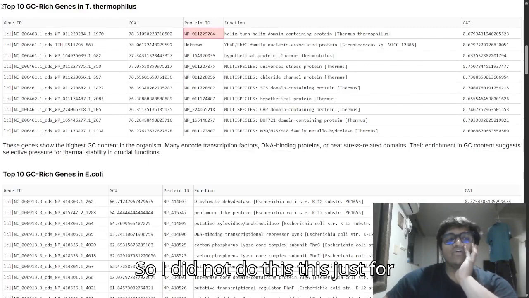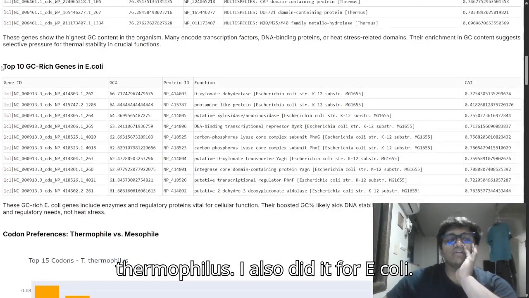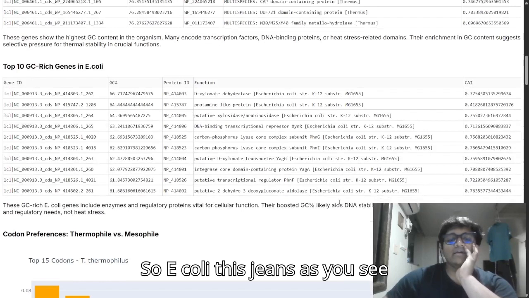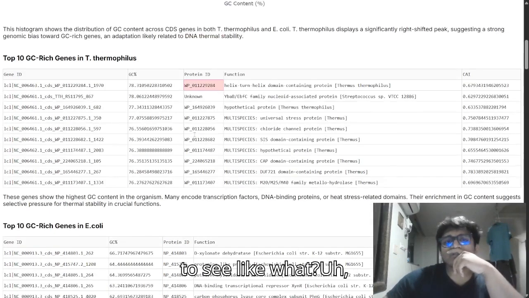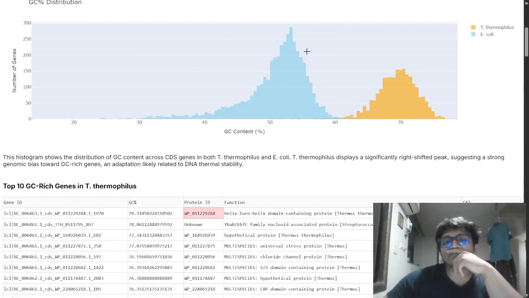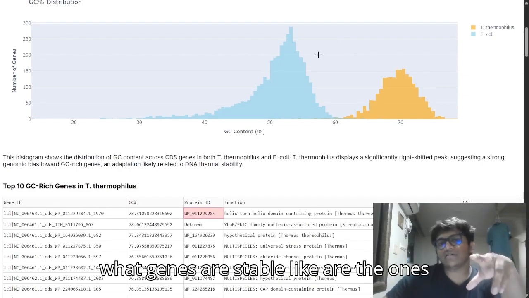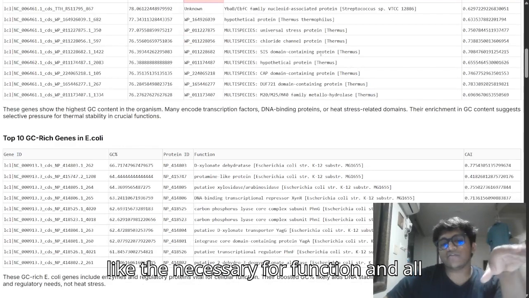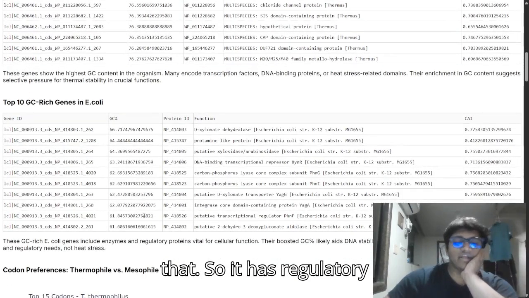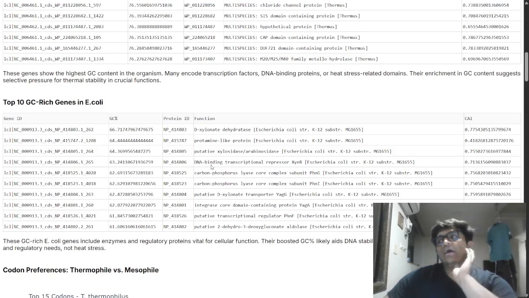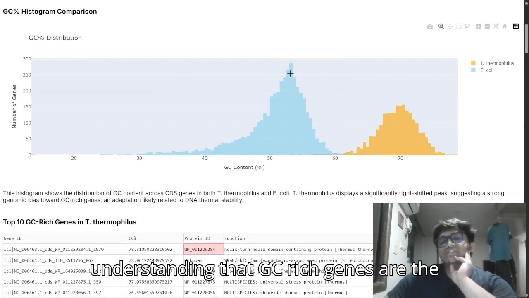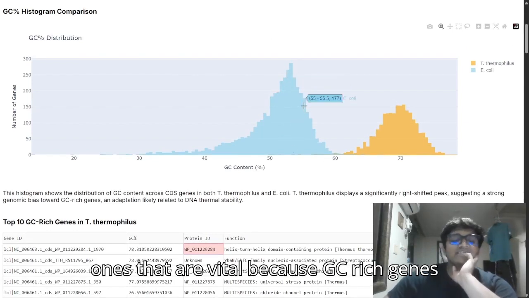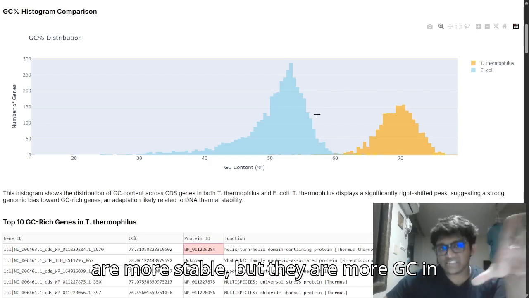So I did not do this just for Thermophilus. I also did it for E. coli. For E. coli, if you see here, I took the top GC genes over here as well to see which genes are the ones necessary for function. So it has regulatory proteins and enzymes. So here I'm starting to build an understanding that GC rich genes are the ones that are vital, because GC rich genes are more stable because they have more GC in them, right?